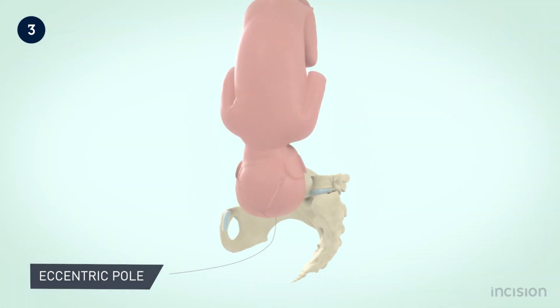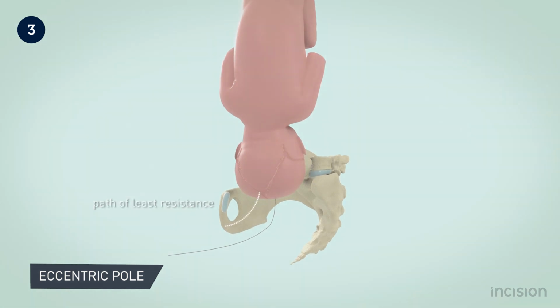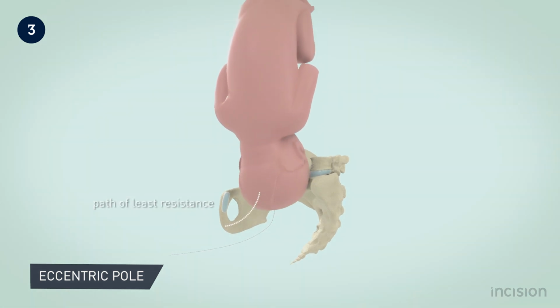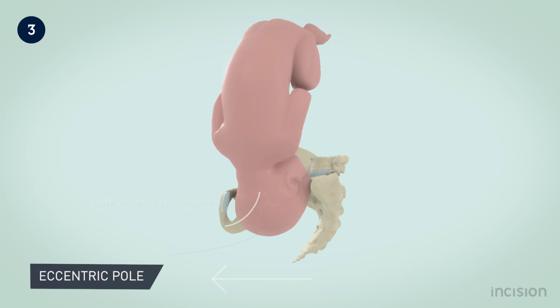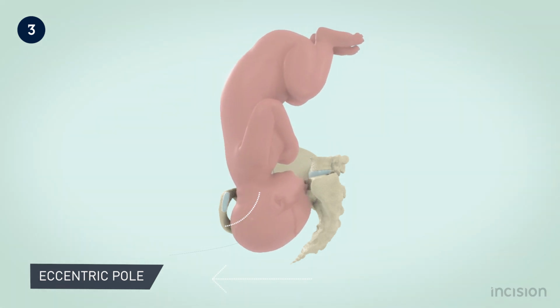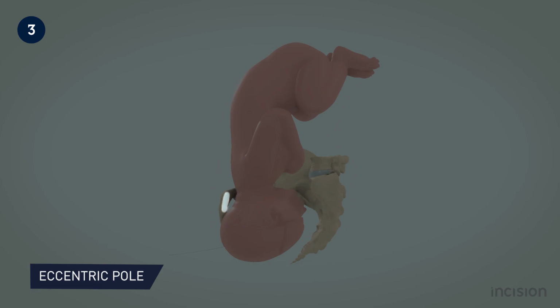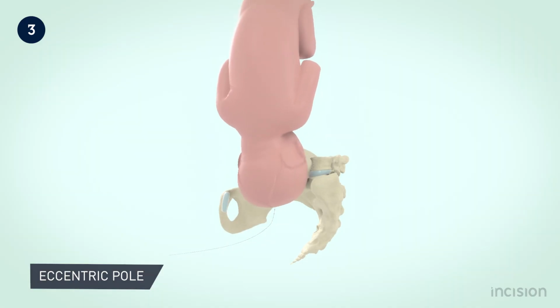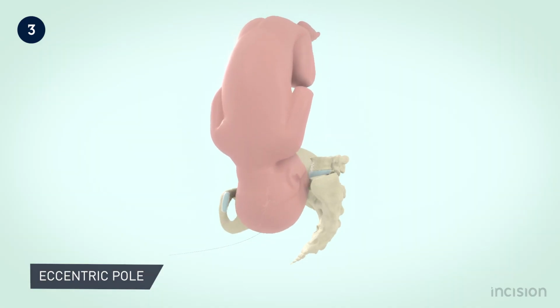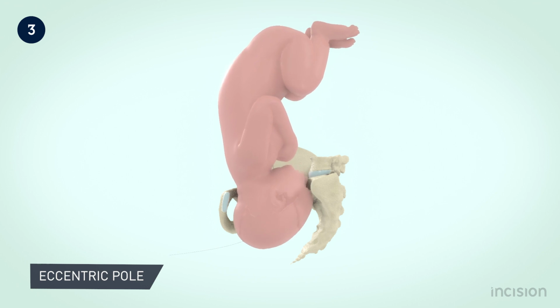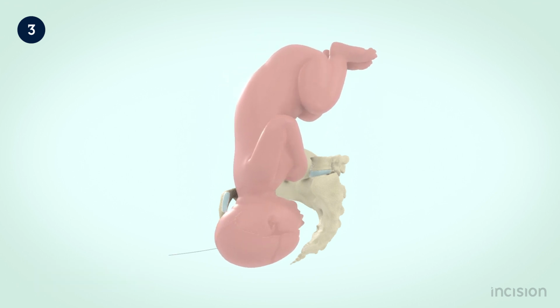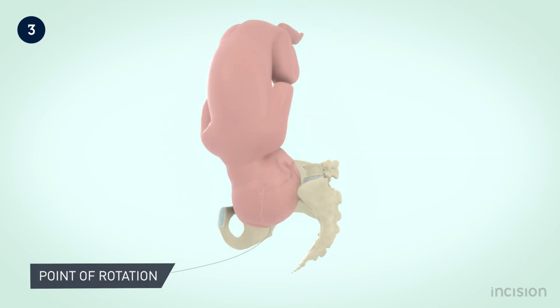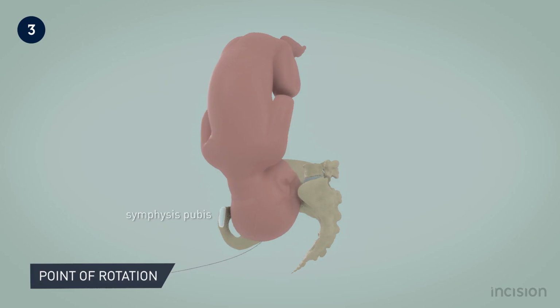The eccentric pole follows the path of least resistance and upon descent usually rotates anteriorly to become positioned under the maternal symphysis pubis. The point of rotation is the part of the fetal body that passes under the pubic symphysis by rotation when the fetal head is being born.